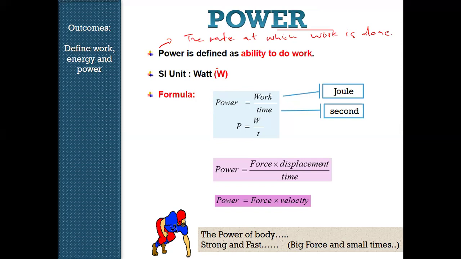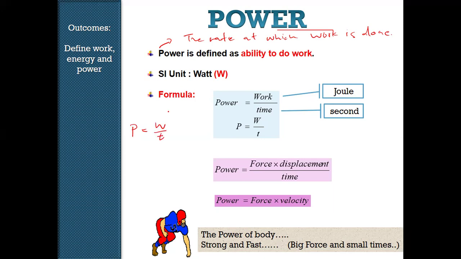The unit that we use for power is the watt, denoted by the letter W. If you are given kilowatts, we convert them into watts. If you are given megawatts, we convert them into watts. Kilo means 1,000, and mega means a million. So this is the formula that we use to calculate power. We said that power is equal to work divided by time.